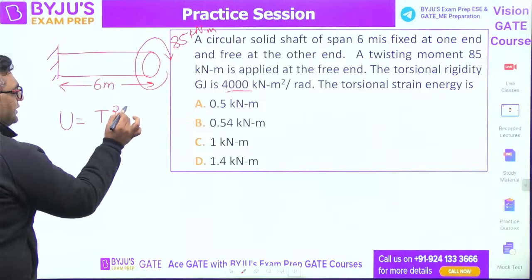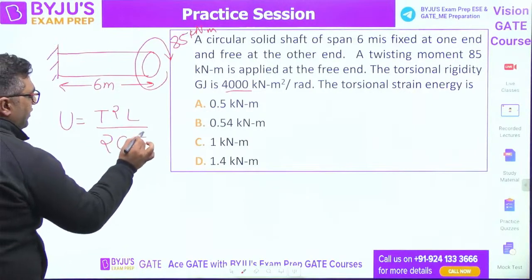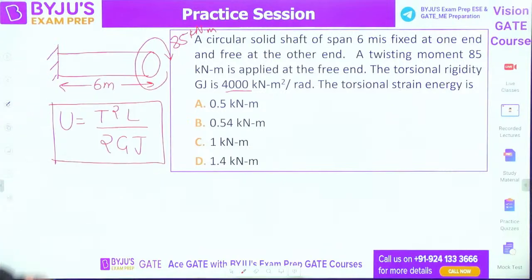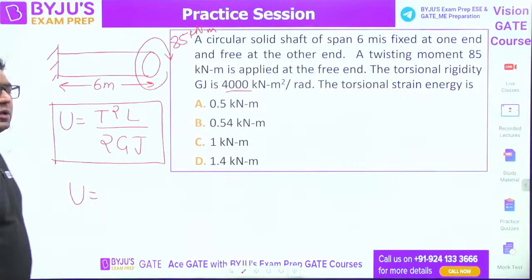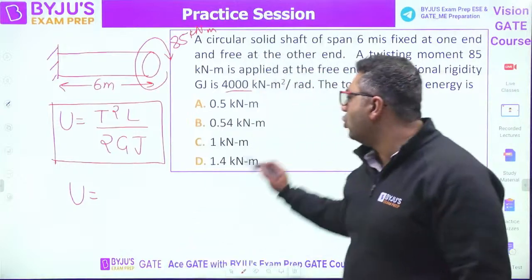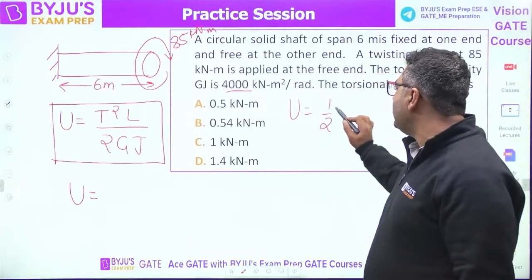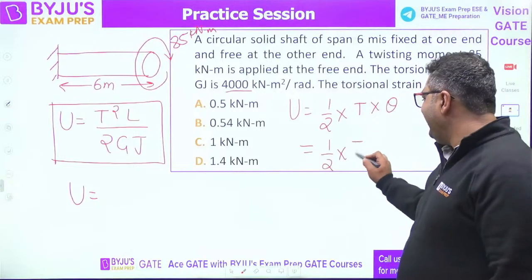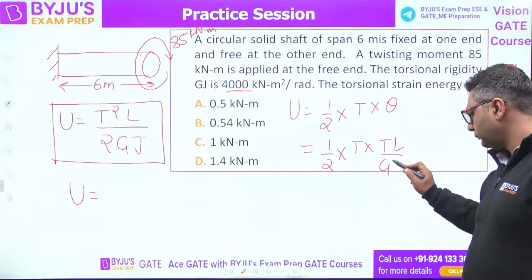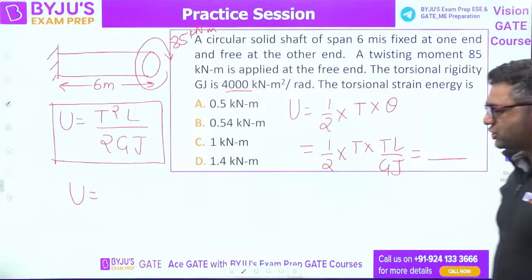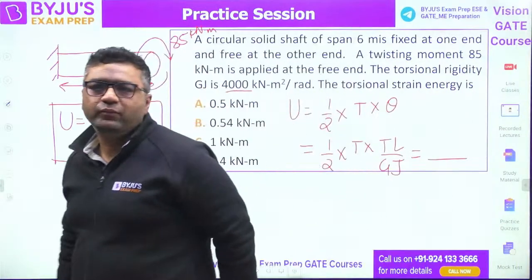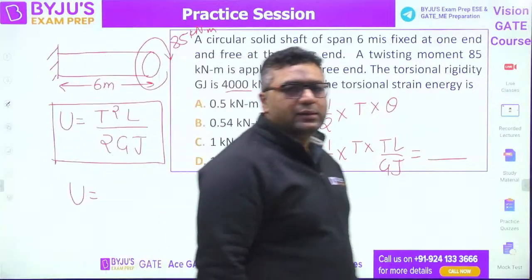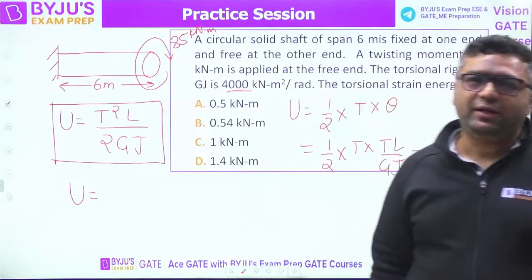Strain energy formula is T square L by 2 GJ. I feel everybody would be knowing. Okay, T square L by 2 GJ. So you need to find out this strain energy. Just try to find out. If you don't remember this formula, you can go like that: U is equal to half into T into theta. Okay. So it will be half into T into TL by GJ. After this question, we will see some questions from deflection now. And yes, tell me what would be the answer, guys.